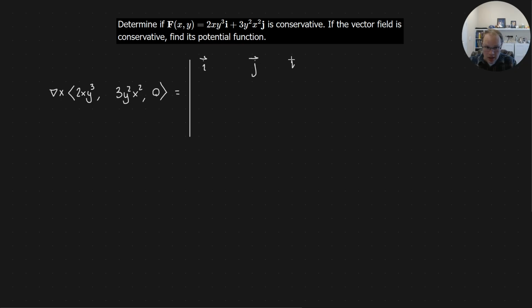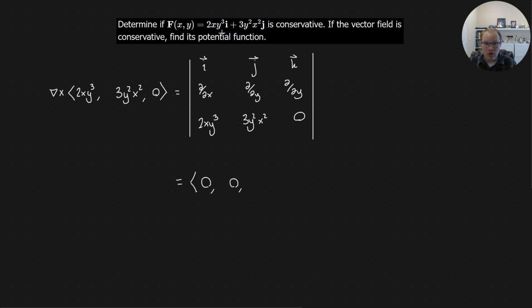i, j, k. My partial derivative operators, partial x, partial y, partial z. 2xy cubed, 3y squared x squared, 0. We've done enough of these scalar curls that we know that the first two components will always be 0 when we take the curl of a two-dimensional vector field. Okay? So for a two-dimensional vector field, only the last component matters.